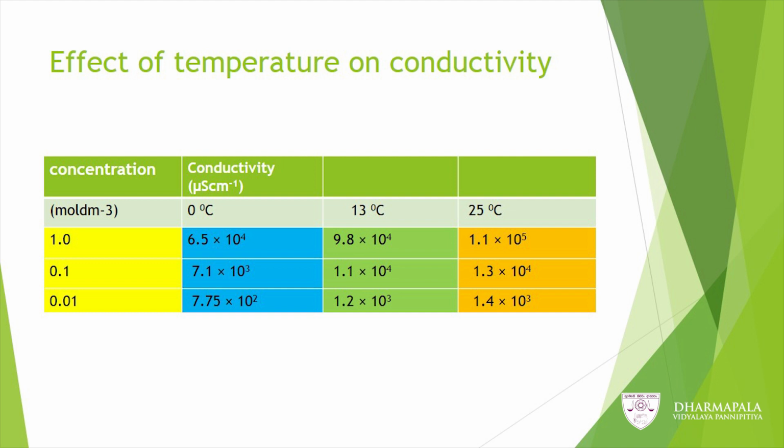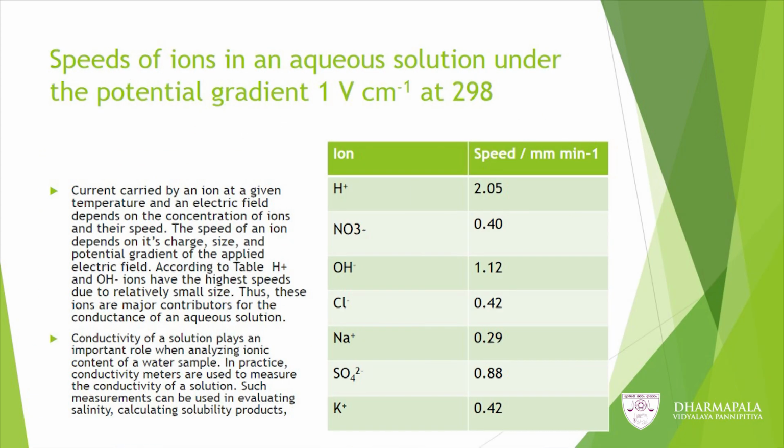For 0.01 mole per cubic decimeter, you can see the same situation. When we increase the temperature, conductivity increases. Here you can see the speeds of ions in an aqueous solution under the potential gradient 1 volt per centimeter at 298 Kelvin.